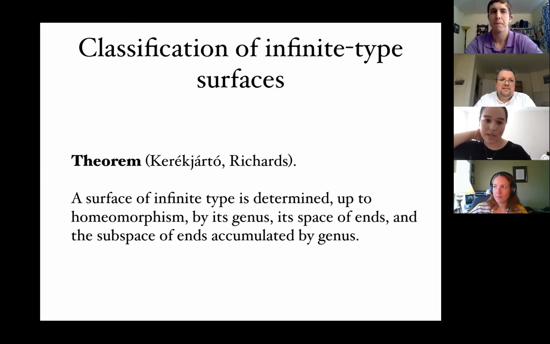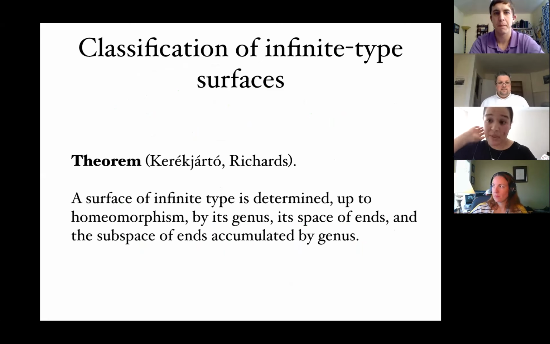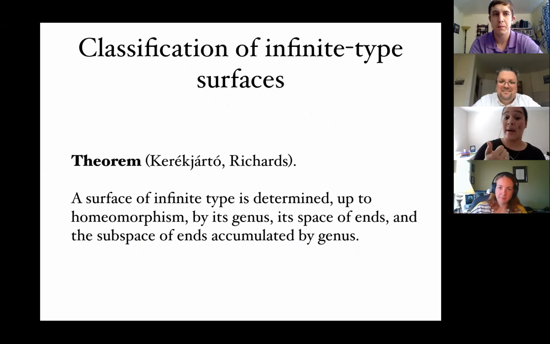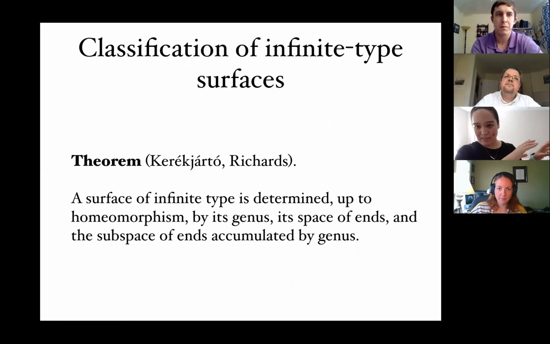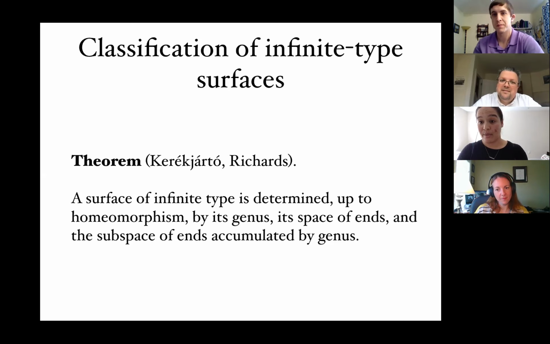This theorem is due to Kerékjártó and Richards. It says that a surface of infinite type, and again, I'm looking at orientable surfaces, is determined up to homeomorphism by its genus, its space of ends, and the subspace of ends which are accumulated by genus. In the previous pictures I was talking about ends, but I haven't defined what I mean by them, and I'm not going to because it's a little bit complicated. But I will give what I hope is an illustrative example.